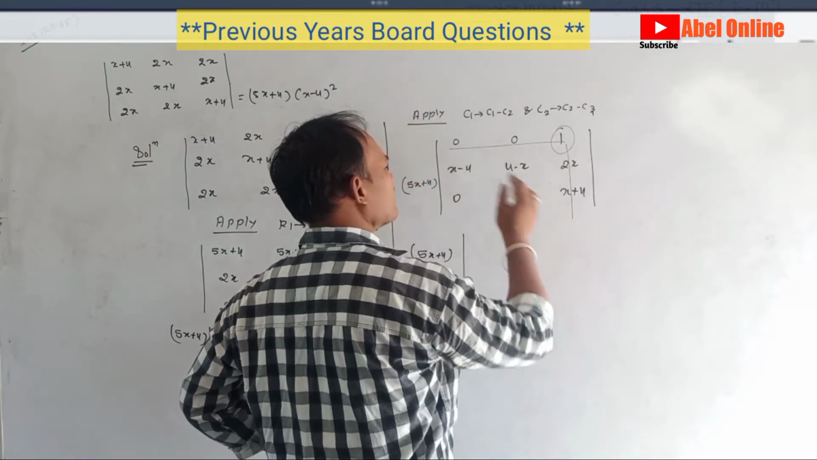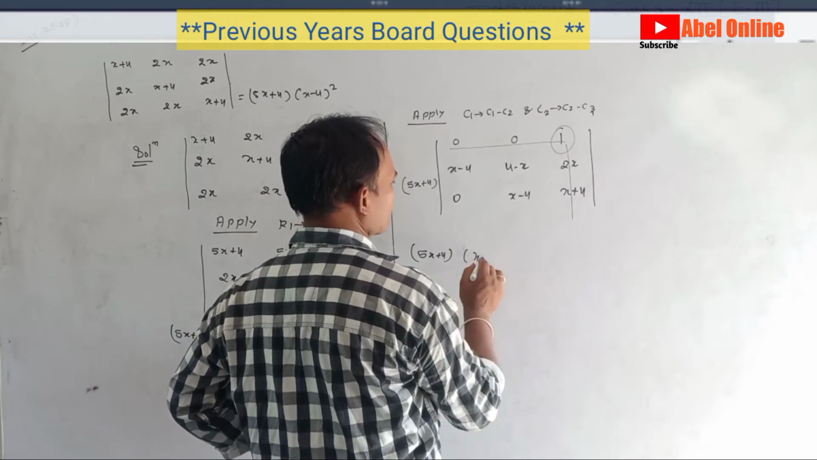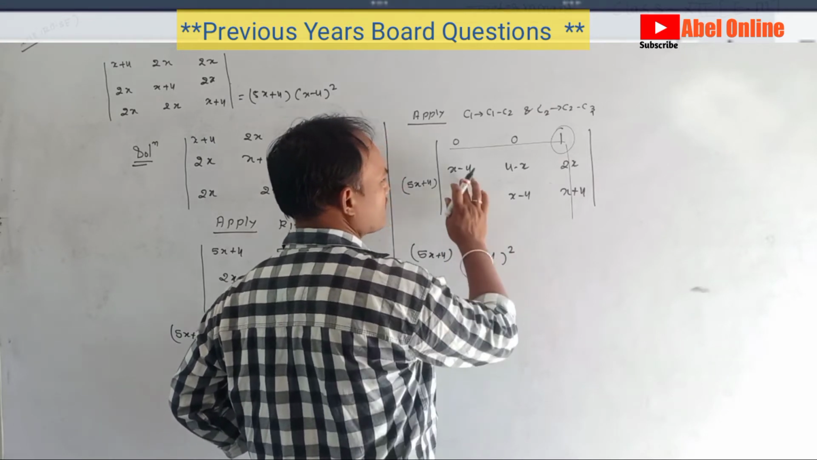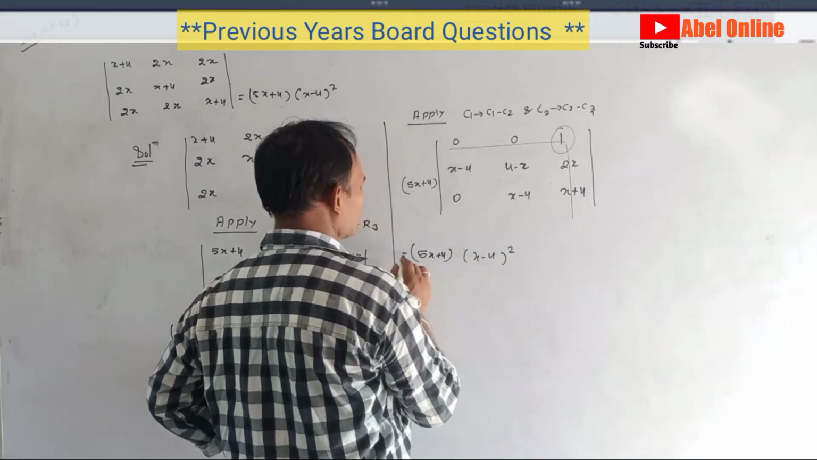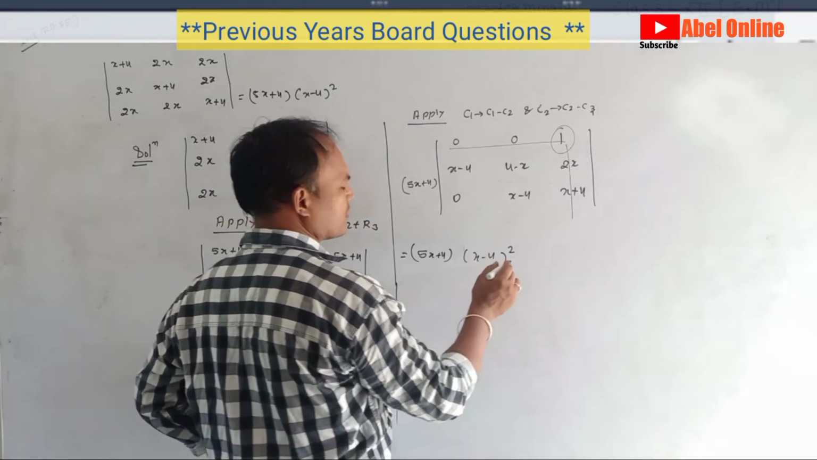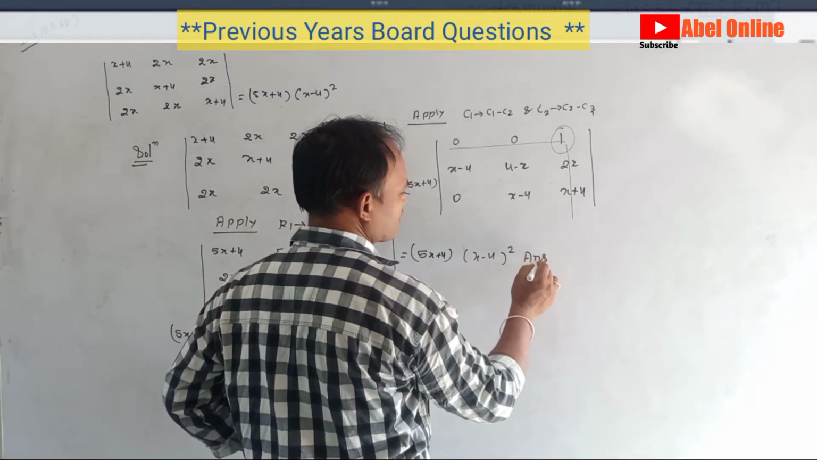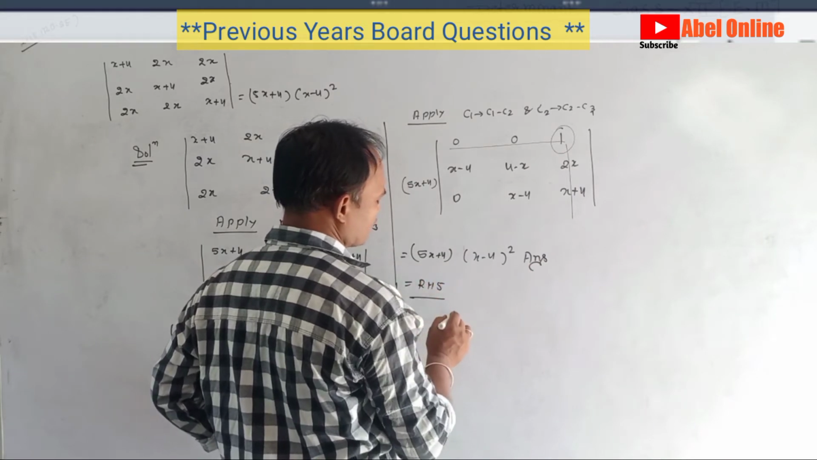So leaving this and this, we can say that it is x minus 4 to the power 2 minus 0 minus 4 minus x, it is 0. So what is your answer? Your answer is 5x plus 4 times x minus 4 to the power 2. It is your answer. It means it is the RHS, hence proved.